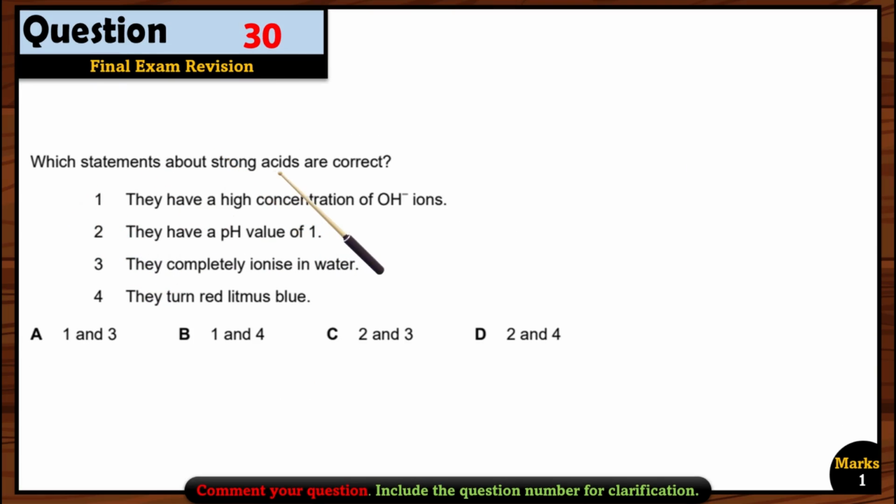Let's see question 30. Which statements about strong acids are correct? First, they have high concentration of OH ions. That's wrong. They have high concentration of hydrogen ions. Second, they have a pH value of 1. Yes, that's right, because acids have a pH value less than 7 and strong acids have a pH value near to 1. They completely ionize in water. Yes, that's also right. They turn red litmus blue. That's wrong. They turn the blue litmus red. So we have second and third statement that is right. So option C is correct.